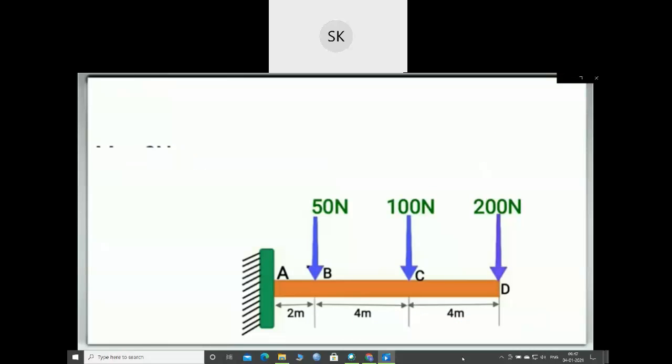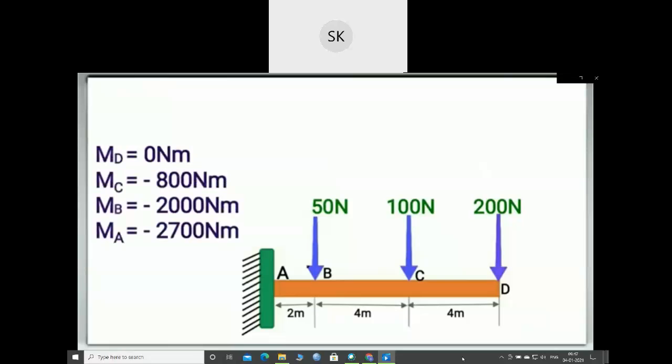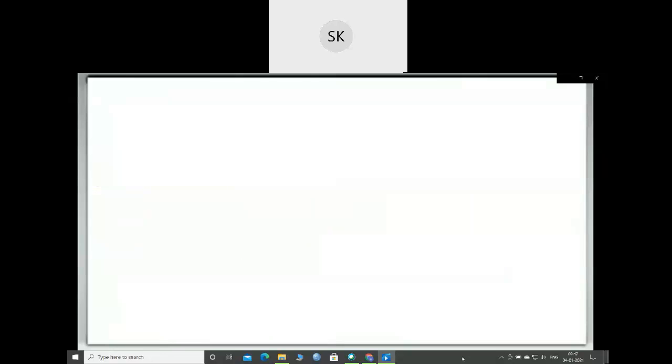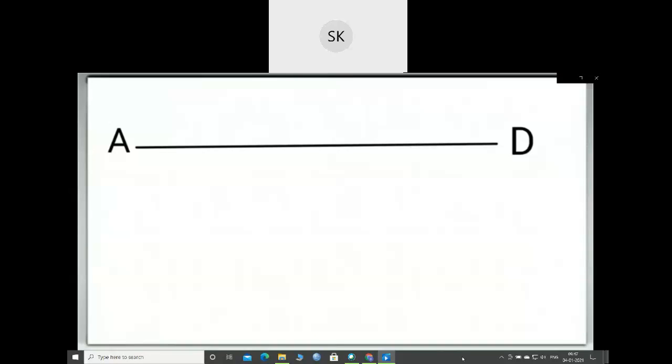So we got these values of bending moment at different points for drawing the bending moment diagram. For drawing the bending moment diagram, we will start from drawing the span of the beam. And since the bending moment at point D is 0, we will mark this point as 0. As calculated, the bending moment at point C is equal to minus 800 Newton meter. So we will mark this point as minus 800 Newton meter to some scale, and we will join these 2 points by a straight line, since this span follows the straight line rule.